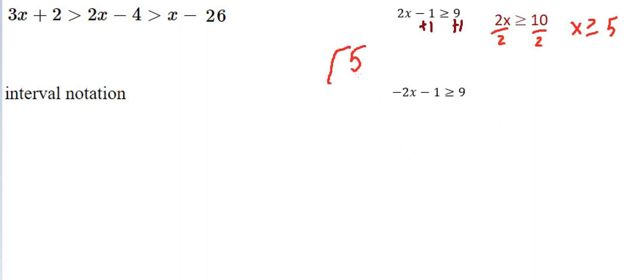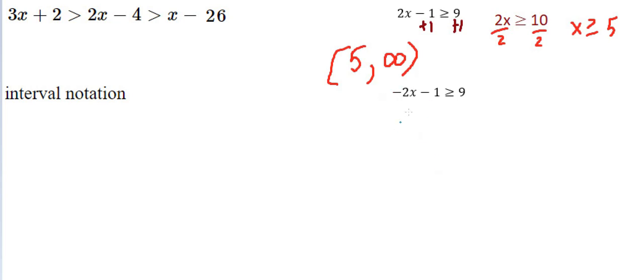We use a bracket because the bracket indicates that we could include that number in our answer. If it was this symbol here, greater than or less than, then we would use the appropriate parentheses around it. But then we're going to have a comma, and this goes on forever, so we would put in infinity over here. And infinity, no matter what, always has an open parenthesis.